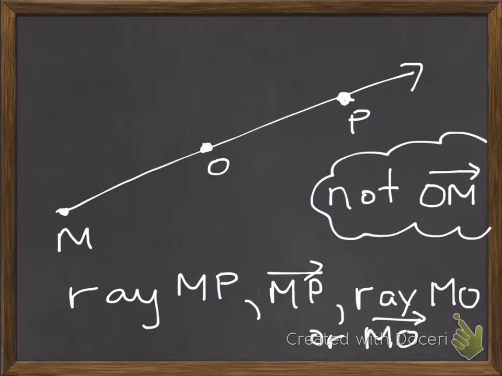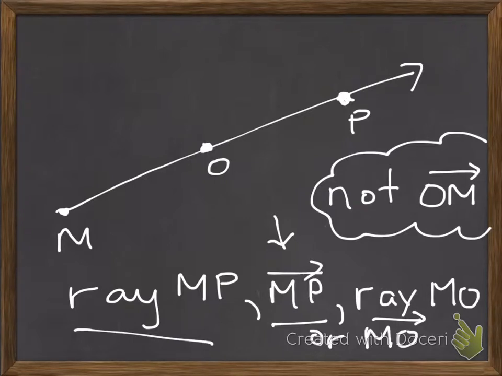There's certain ways to label a ray, and I've listed those at the bottom here. You can write out the word ray, or you can do a symbol that looks like that with one arrow pointing in one direction. So I've noticed that I've listed MP, and then I've listed MP again a different way. You can also do that with MO. You can do both MO with the word ray, and you can do it with the symbol for ray.